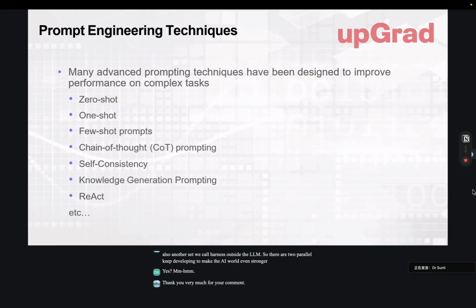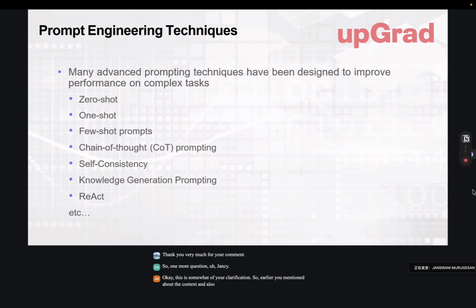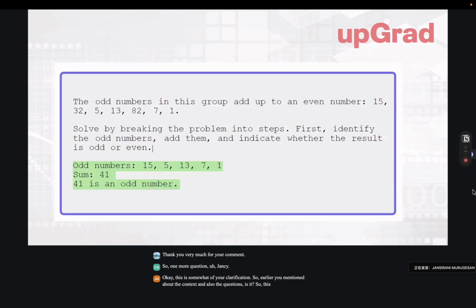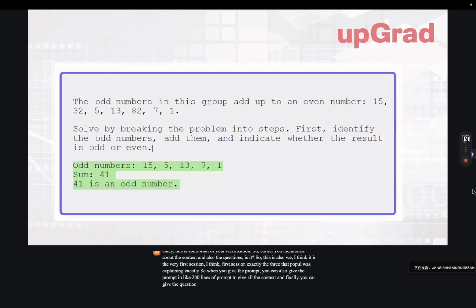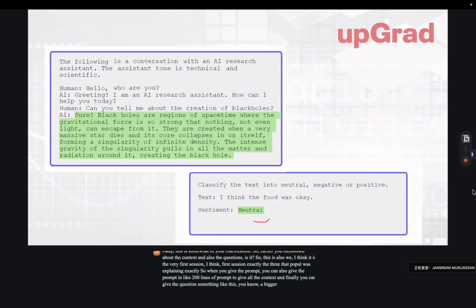One more question, Jansi. This is somewhat a clarification. Earlier you mentioned the context and also the questions. I think in the very first session, Sridhar Papu sir was explaining exactly this. When you give the prompt, you can give 200 lines of prompt to provide all the context, and finally give the question. A bigger detail, and even the question can be bigger.